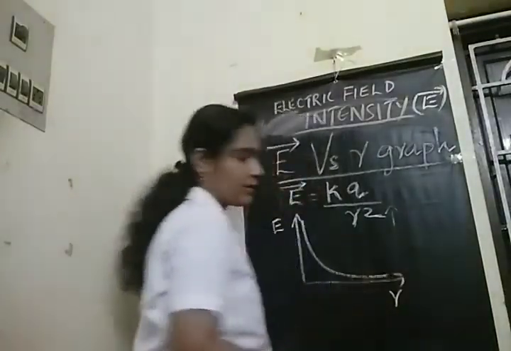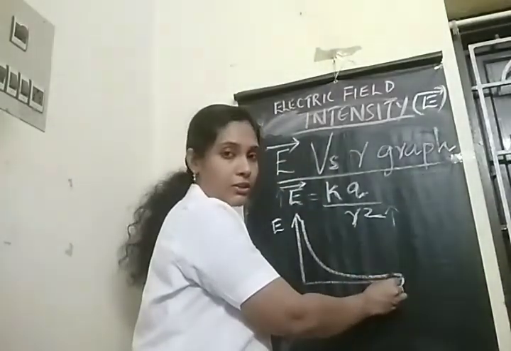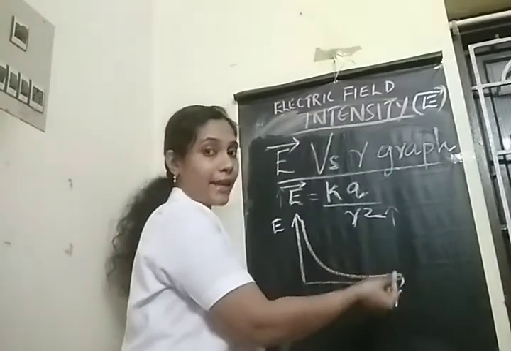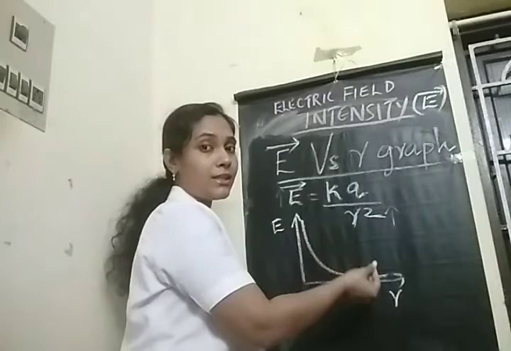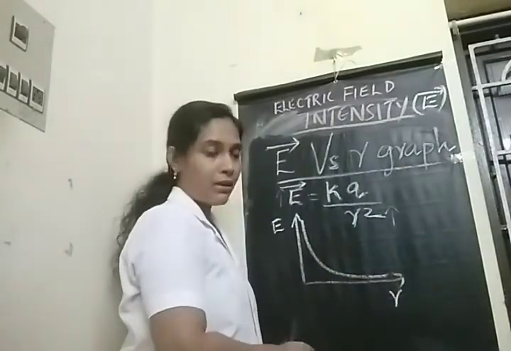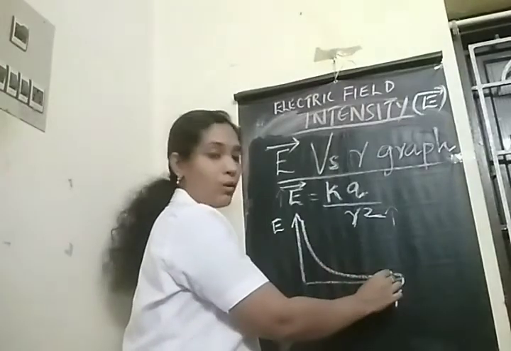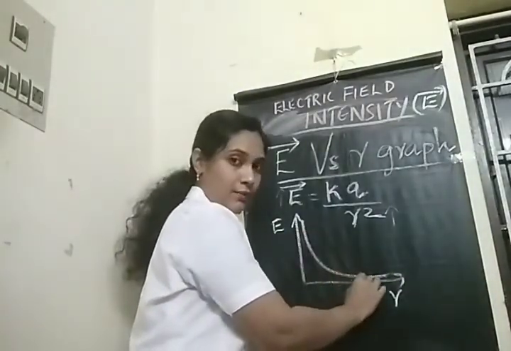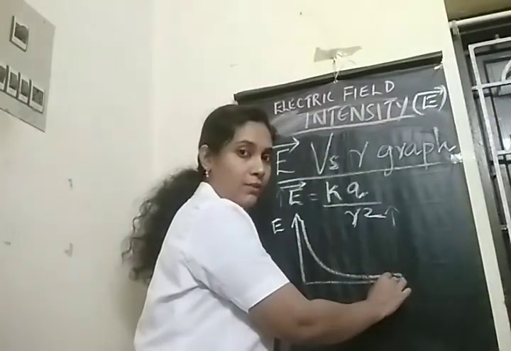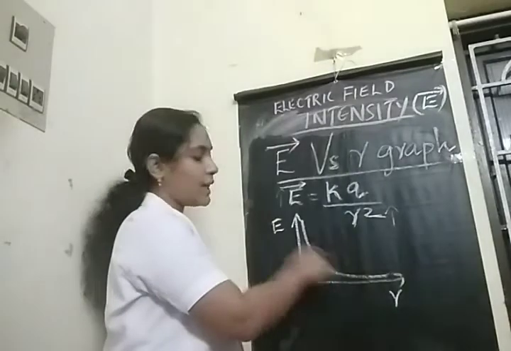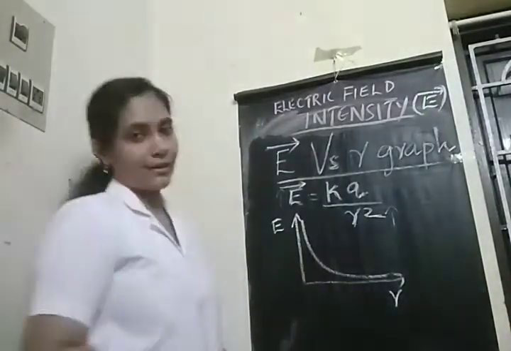See here, like this. The graph should not touch the distance axis, because that will indicate the value of electric field intensity as 0 at that point. It should never happen. So it should go like this. The electric field intensity decreases with the distance, but it can never be 0. So this is the nature of the electric field intensity versus R graph.